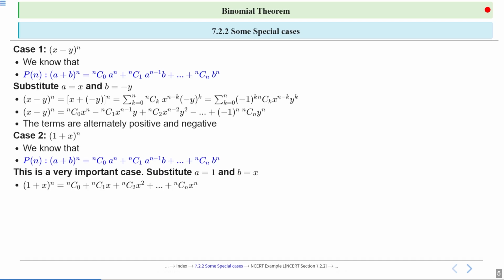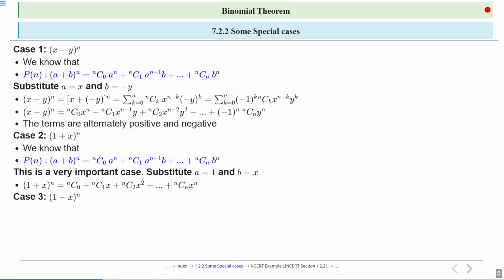So the expansion becomes (1 + x)^n = nC0 + nC1 x + nC2 x^2 + ... + nCn x^n. Notice here how each term is a positive power of x, reflecting the absence of negative signs. In this case, all the terms are positive.